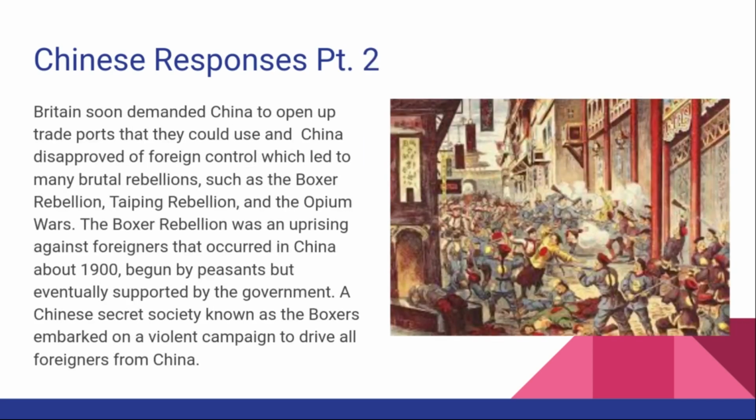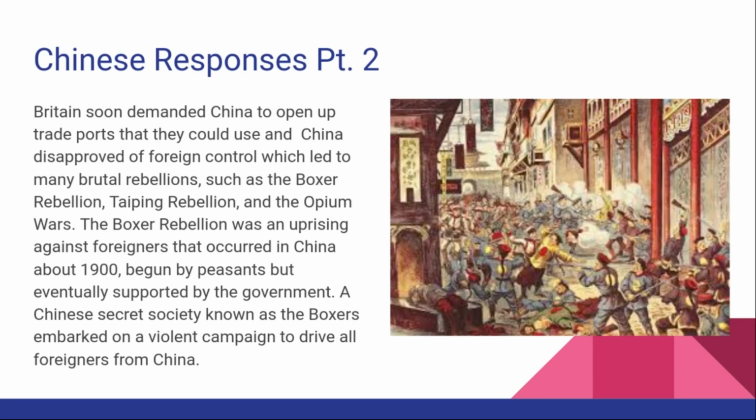Chinese responses, Part 2. Britain soon demanded China to open up trade ports, and China disapproved of foreign control, which led to many brutal rebellions. Back to our historical context, the Boxer Rebellion. We also have the Taiping Rebellion and the Opium Wars.